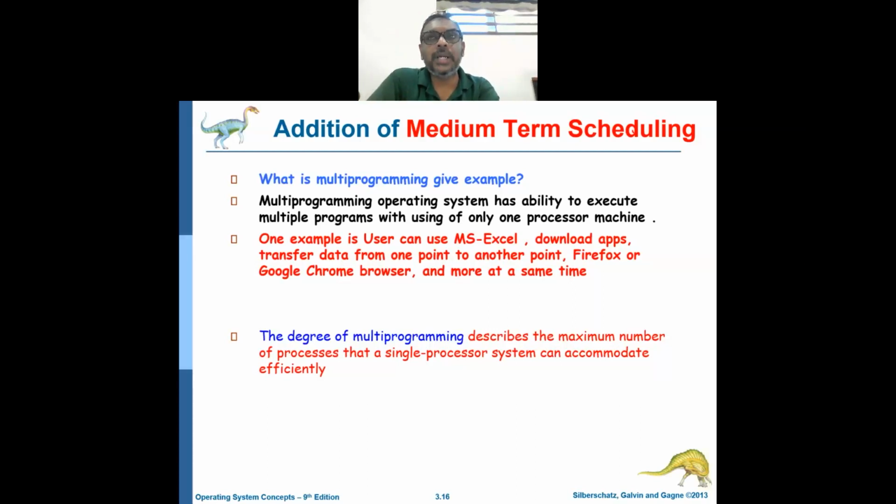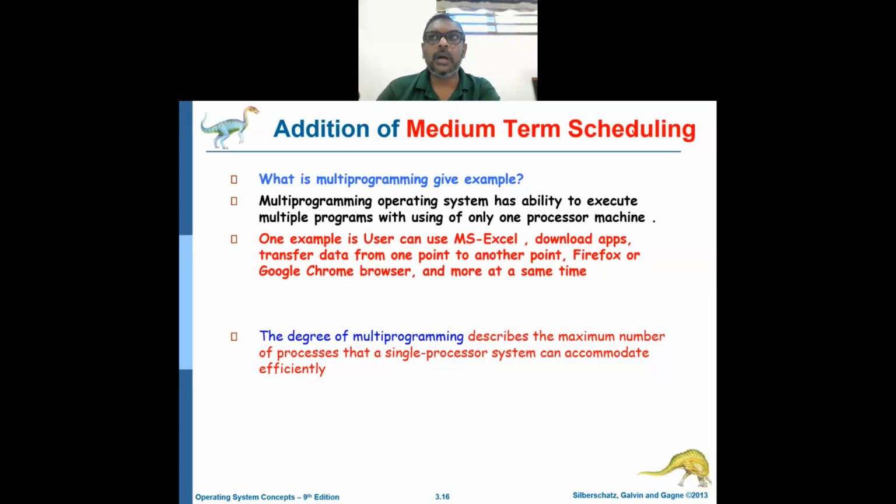So your laptop, your desktop, your phone can run multi-programming simply because you only have one processor and you are running multiple programs. In this example they give Excel, downloading files and so on. So these are programs and you are running them at the same time using one processor. Okay, so the degree is about multi-programming. So the degree of multi-programming describes the maximum number of processes that a single processor can accommodate efficiently.